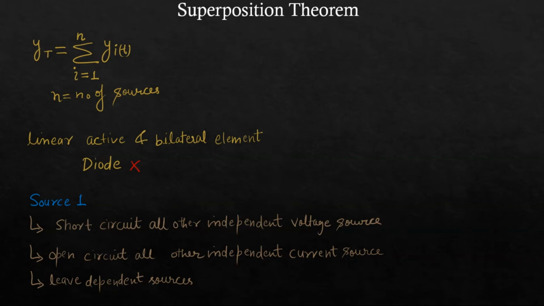That means if I am saying that there are n sources, I mean to say that there are n independent sources. Okay? So when we are trying to find the superposition of all the responses, then you have to consider the response only due to the independent sources. Because you will never consider only a dependent source. Why? A dependent source can only be energized by means of an independent source. Otherwise, without an independent source, the dependent source can never work.